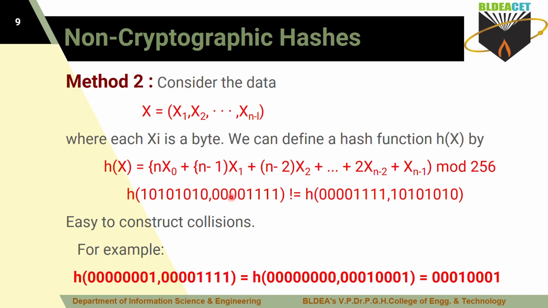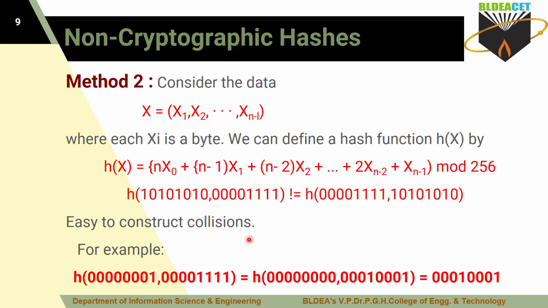See here, if I shuffle these two bytes, then the hash value you get is totally different from this one. Yes, it is resistant against weak collision. The compression property is also there, the efficiency property is also there, and it is one way. And it is also resistant against the weak collision here.